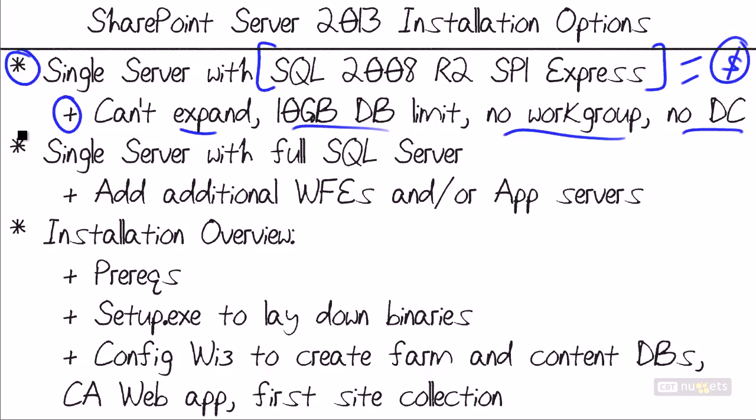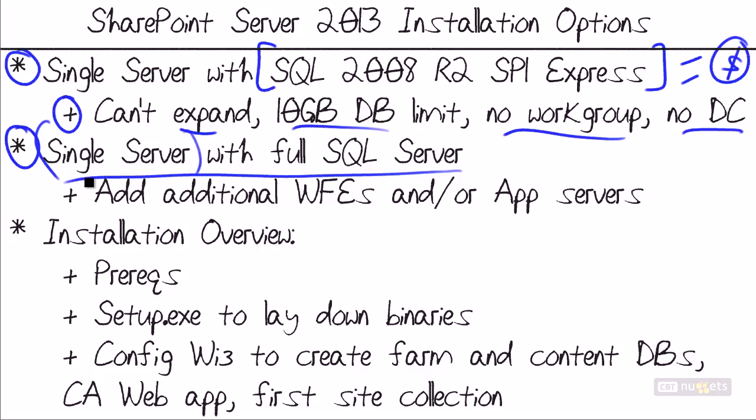The main way to go is to build out a true N-tier farm where you have a full installation of SQL Server. If you're installing and a full installation of SQL is detected on the network, this is the path that the installer will, quote, instinctively follow. This allows you to expand, of course. The SQL Server can be either on that box or on a separate box.